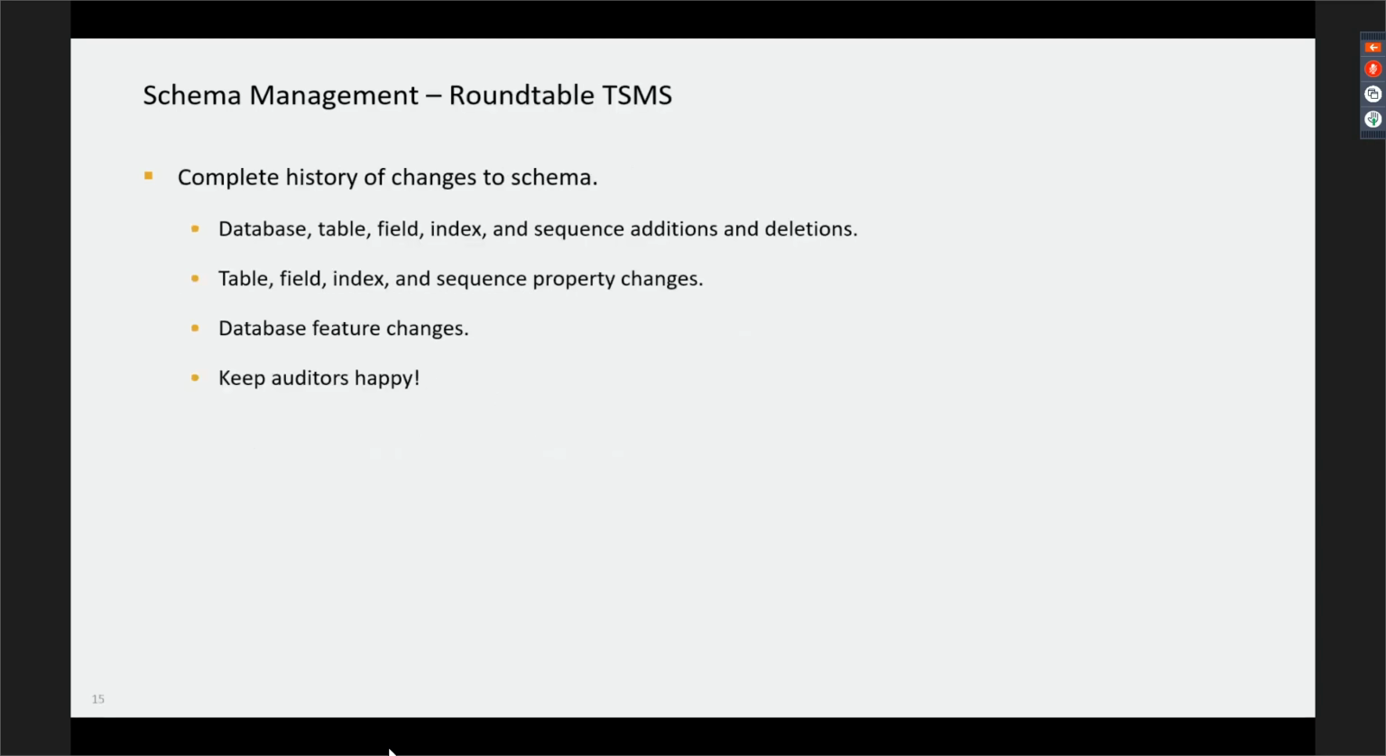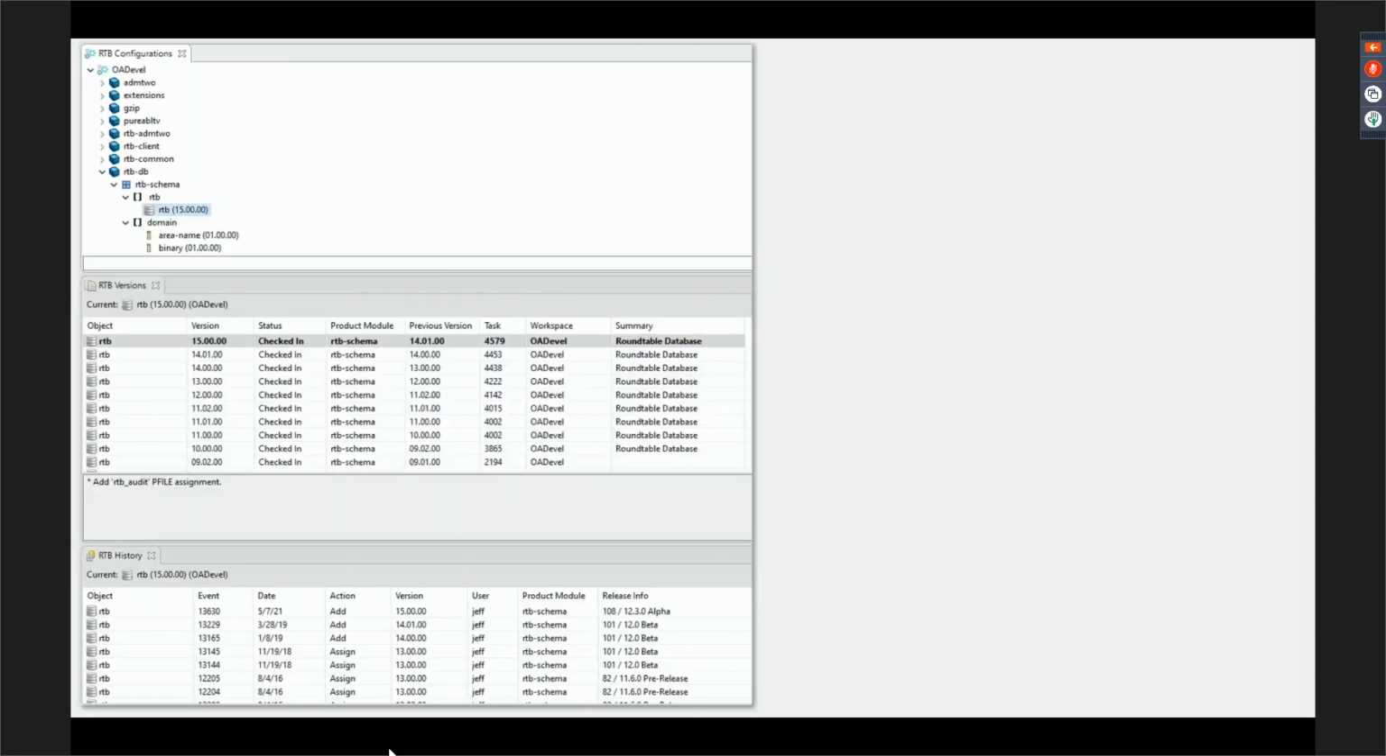So the first bullet was a complete history of changes to your schema. The way we've implemented this, we've given you the ability to see all your changes to a database, your table, field, indices. You can see sequence additions and deletions of fields and tables, property changes, feature changes. And this is the kind of information that is going to keep auditors happy as well, because you can prove everything that you've done and you can prove how you got there. And that's important information.